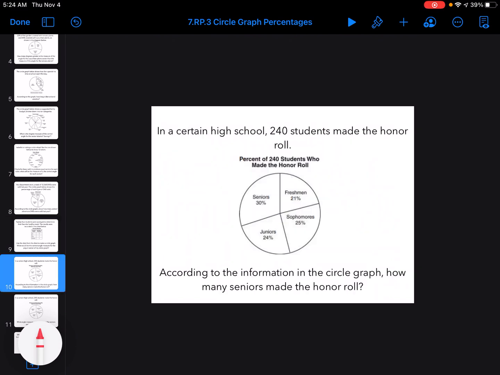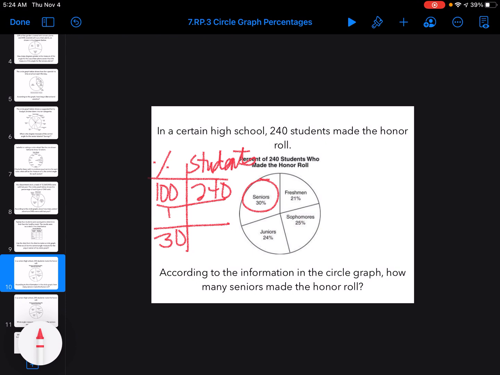A certain high school has 240 students that made honor roll. According to the information, how many seniors made honor roll? So I have 100. And I have 240 students. And I know the seniors are 30%. So I'm going to divide by 100. And I'm going to multiply by 30. So 2.4 times 30, I get 72. So 72 seniors made honor roll.